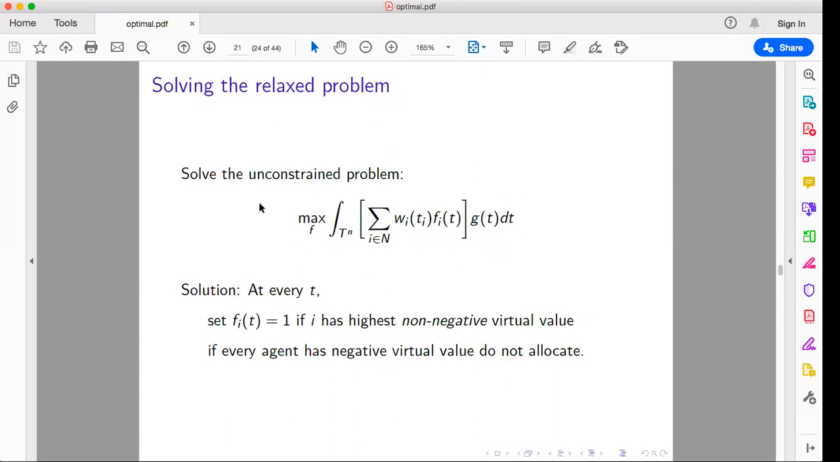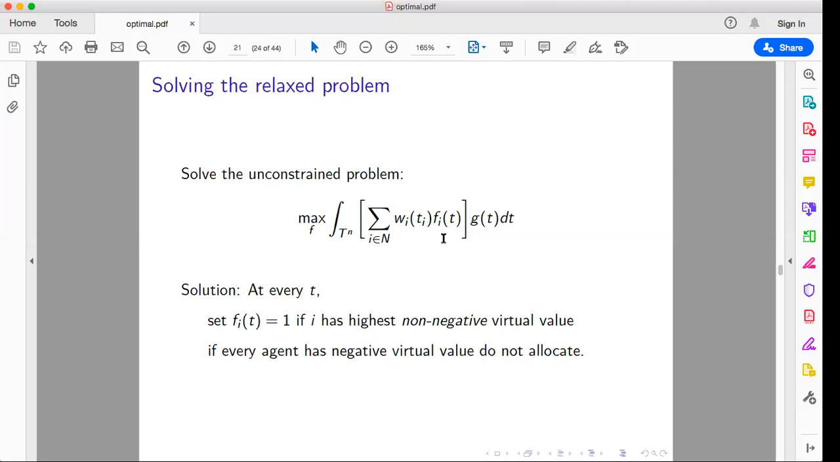So we saw that here, this is the revenue maximization objective after all those manipulations. The objective function is just to maximize the highest virtual valuation, right? And the way we do it is, if the virtual values are negative, then set f_i(t) equal to 0. Otherwise, set f_i(t) equal to 1, for the agent who has the highest virtual value.